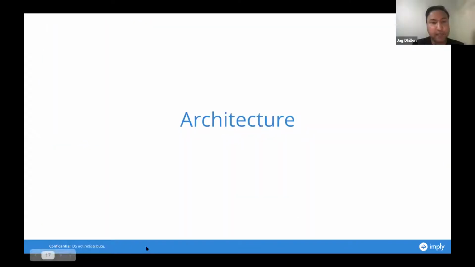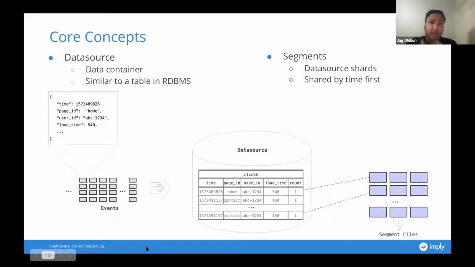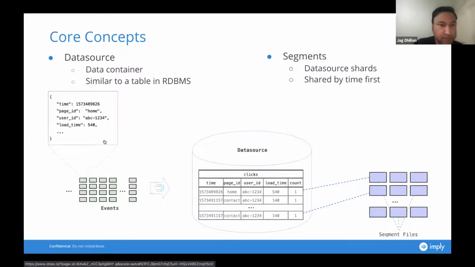Now let's talk about the architecture. Think about the core concepts. Here's an example of an event that takes place in your business. You have the time, you have the page ID. This is a clickstream event. You have the time the event takes place, which page on your website it took place on, the user ID, for example, there could be an authenticated user, and the load time.